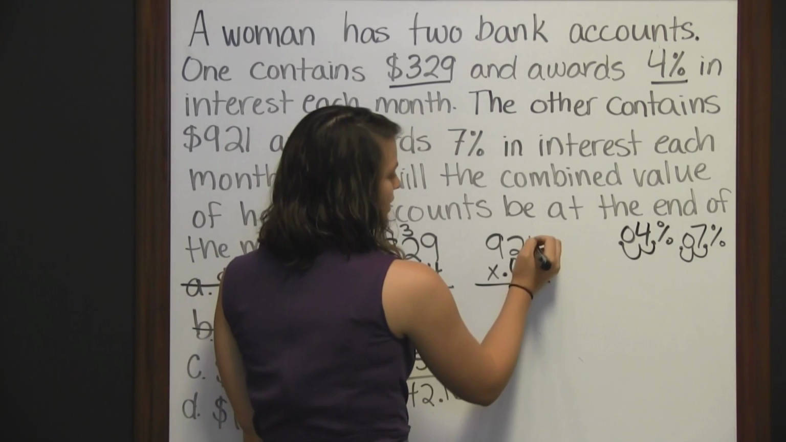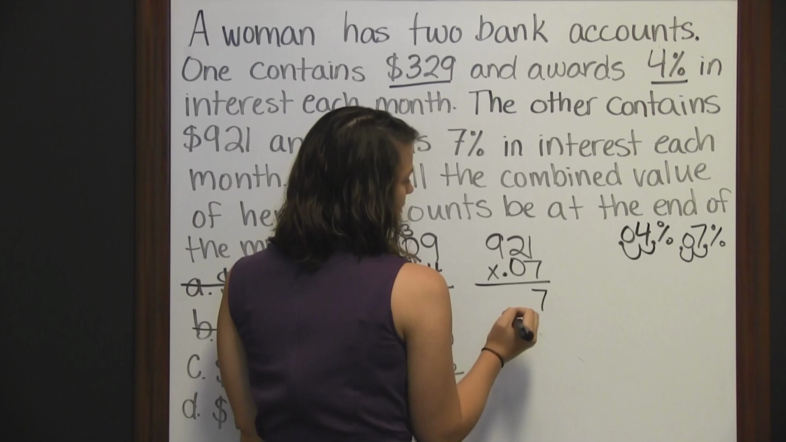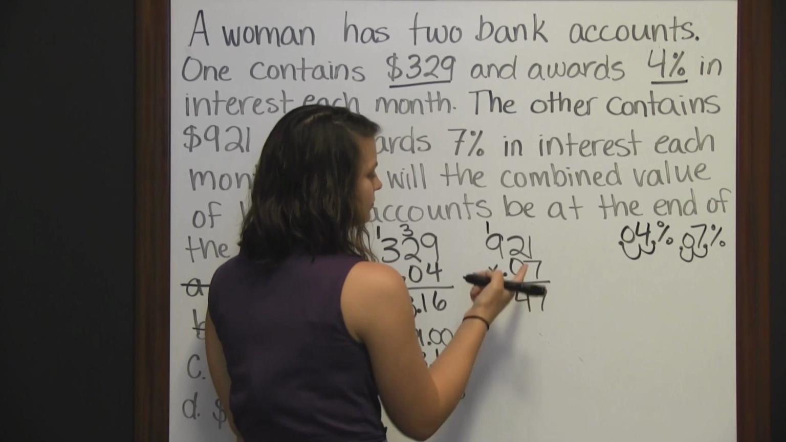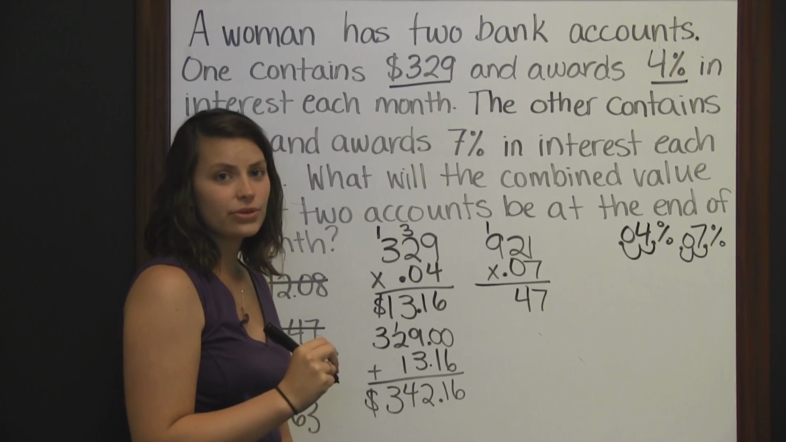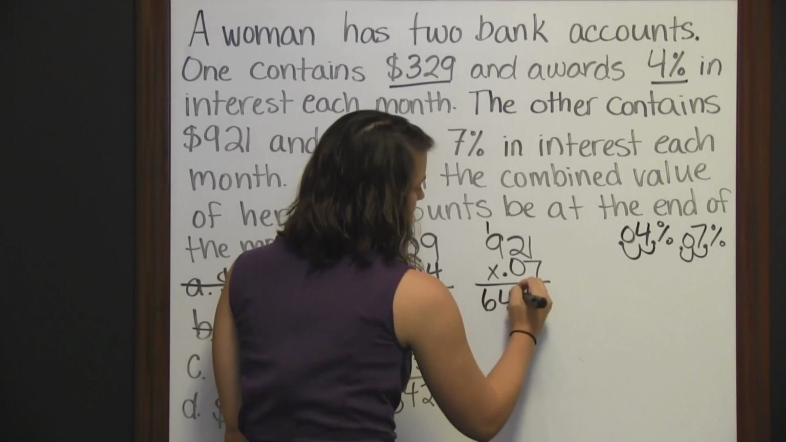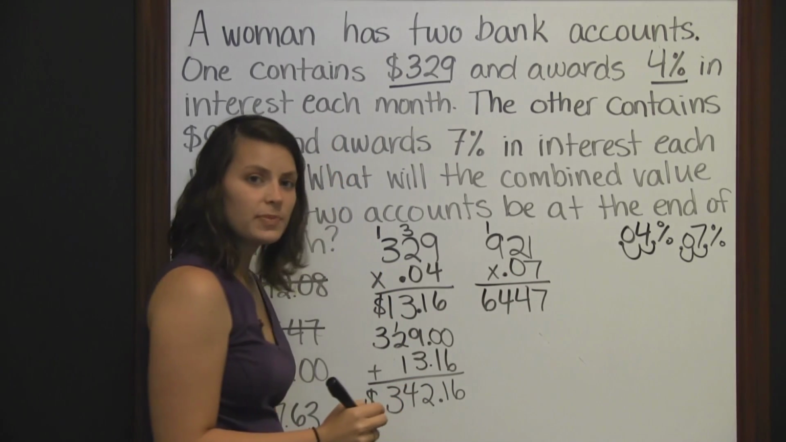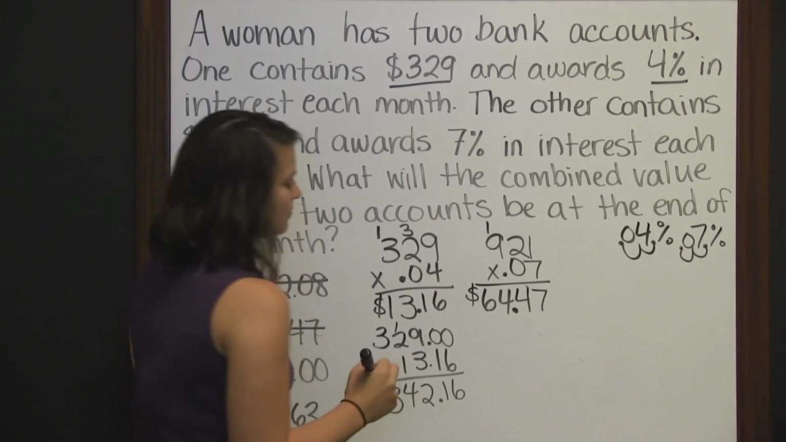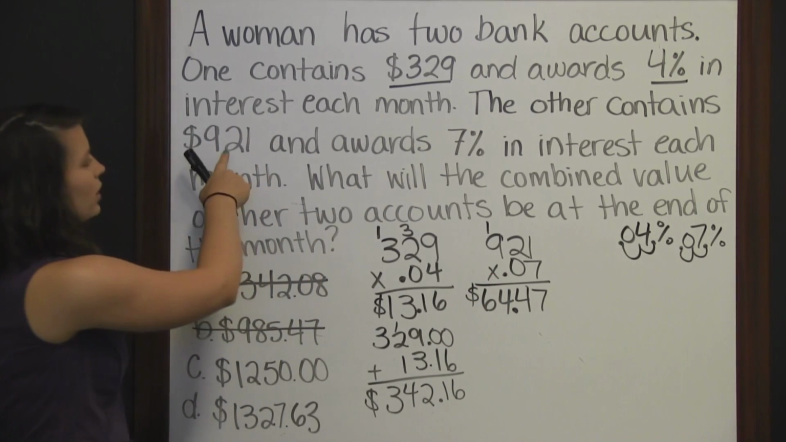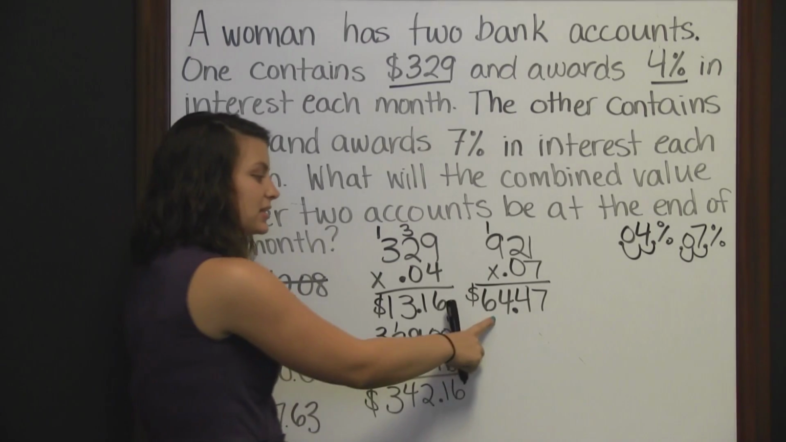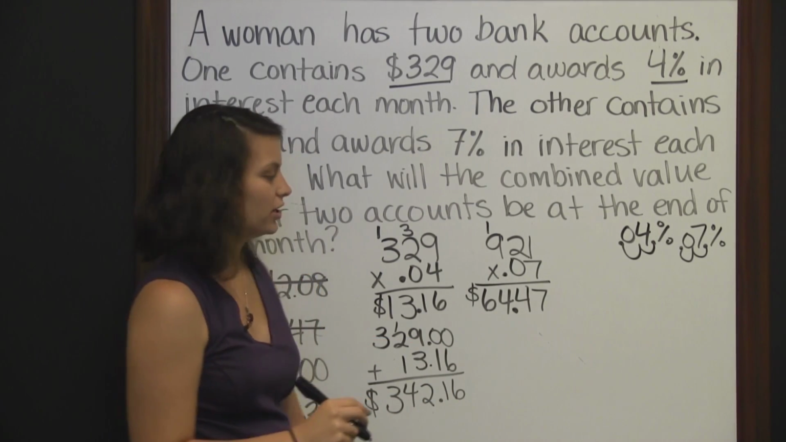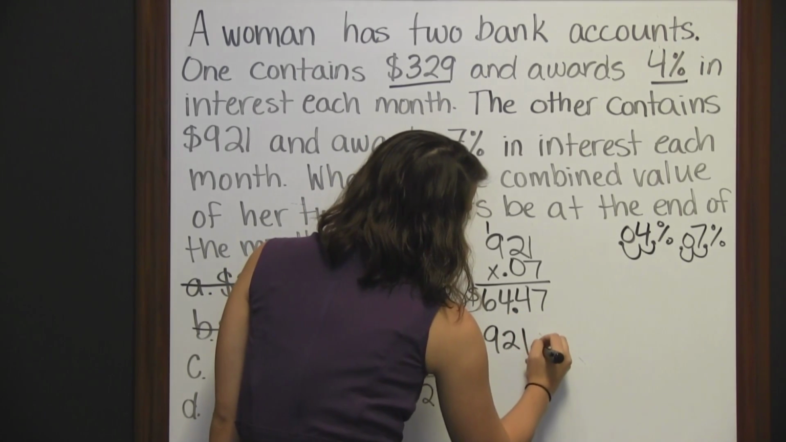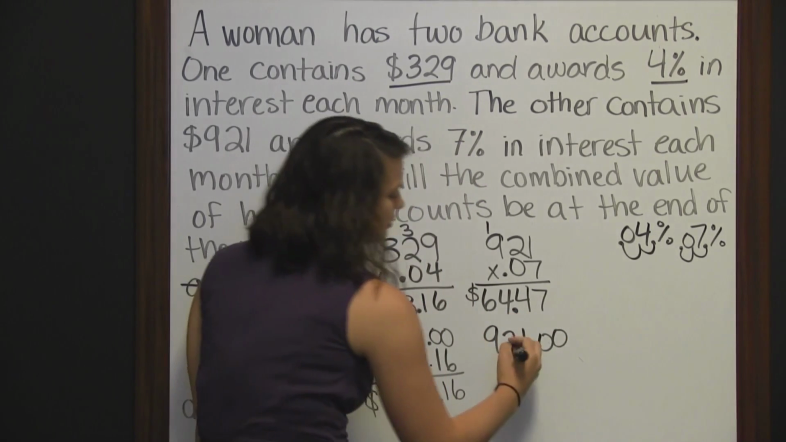7 times 1 is 7. 7 times 2 is 14, write the 4, carry the 1. 7 times 9 is 63, plus 1 is 64. And since there are 2 numbers behind the decimal place, we need to have 2 numbers behind our decimal place. So this account with $921 in it earned $64.47 in interest.